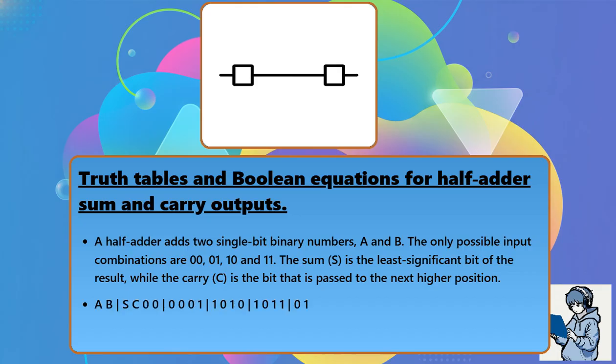A B yields S C: 0,0 yields 0,0. 0,1 yields 1,0. 1,0 yields 1,0. 1,1 yields 0,1.